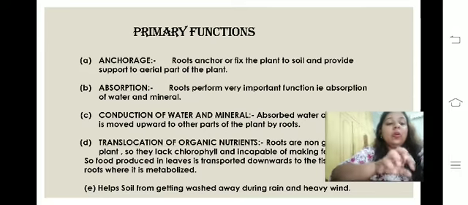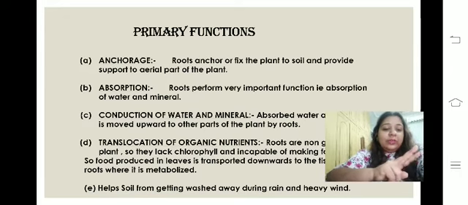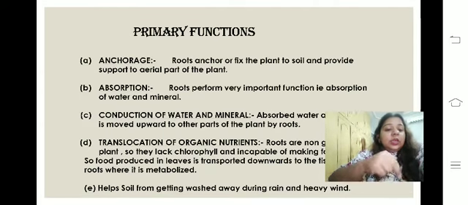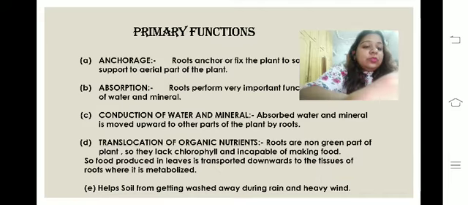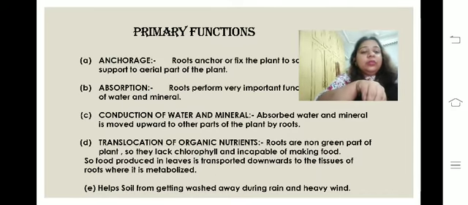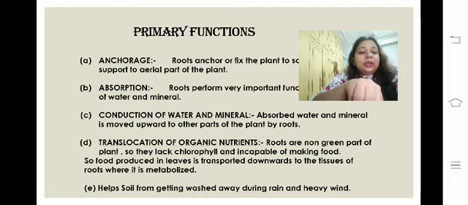Root is the non-green part of the plant. This is the fourth main function. So it cannot make its own food. So the third and fourth functions are interconnected. The third function of the root is to absorb the water and mineral and provide this water and mineral to the other parts of the plant for making the food.